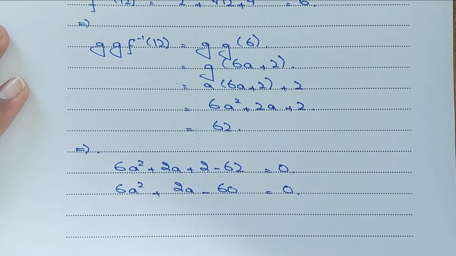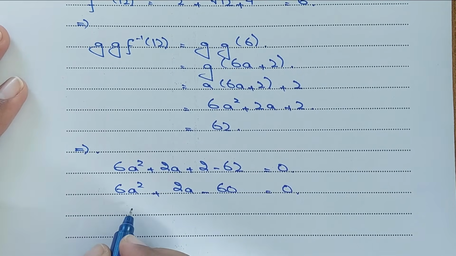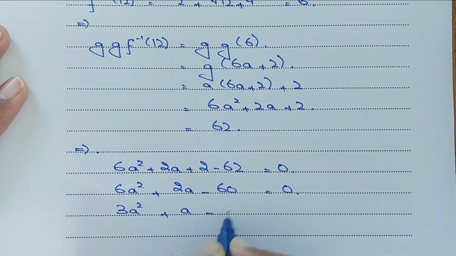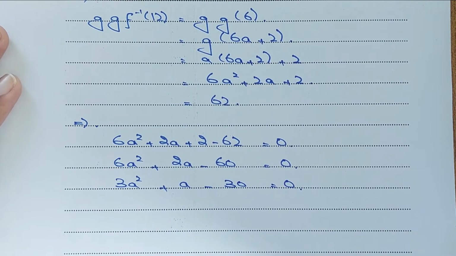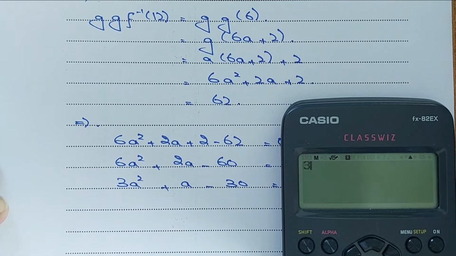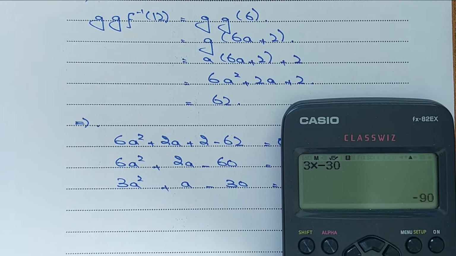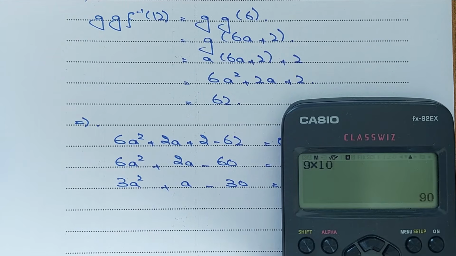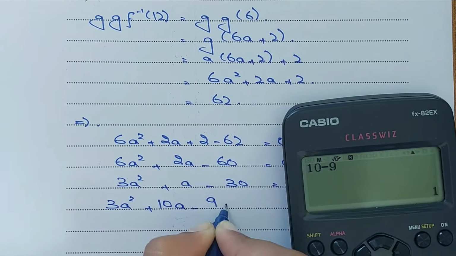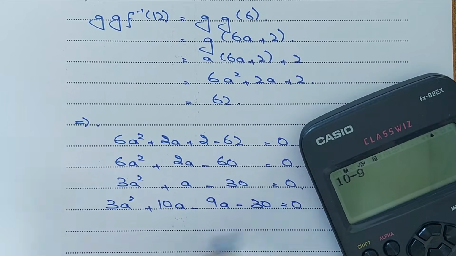Right, so let me divide by 2. 6 divided by 2 is 3, 2 divided by 2 is 1, and 60 divided by 2 is 30. Right. Now we have a quadratic equation, so factorize it. Okay, so we have 3 times -30, which is -90. We can say 10 times 9 is 90, and 10 minus 9 is 1. So 3a squared plus 10a minus 9a minus 30 equals 0.